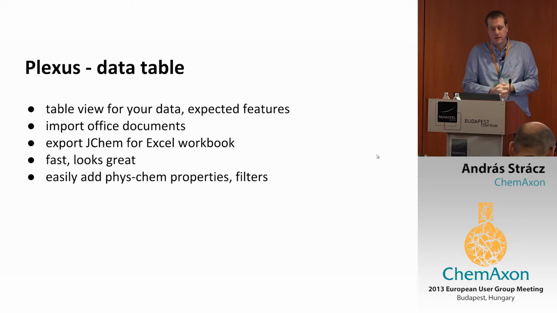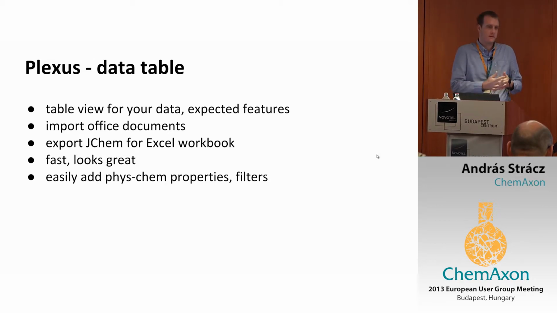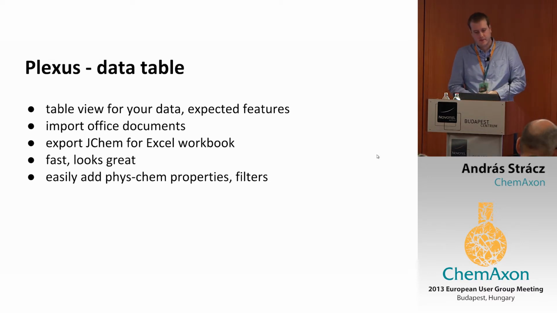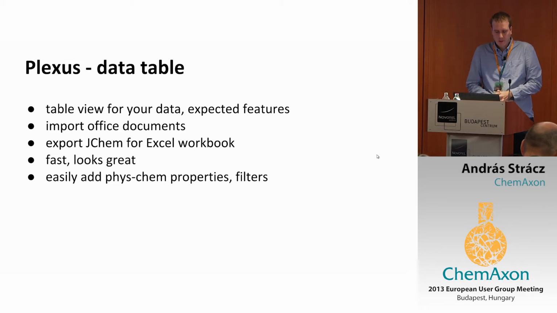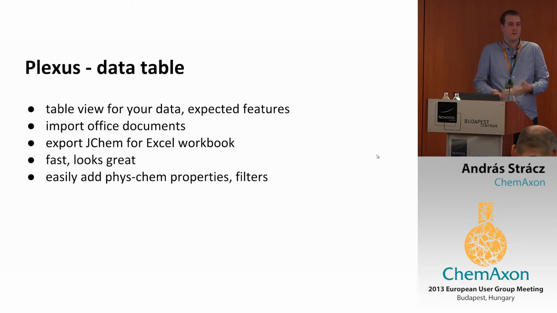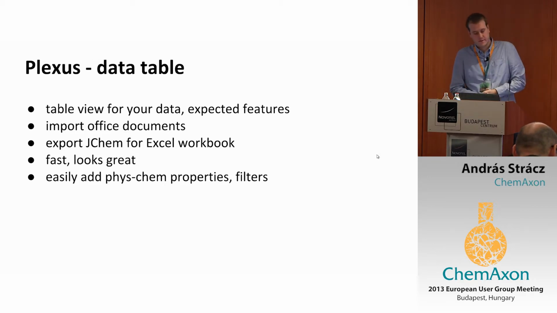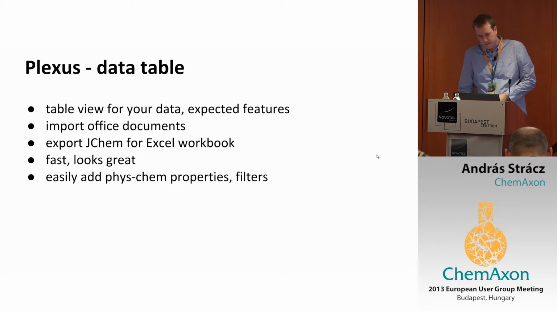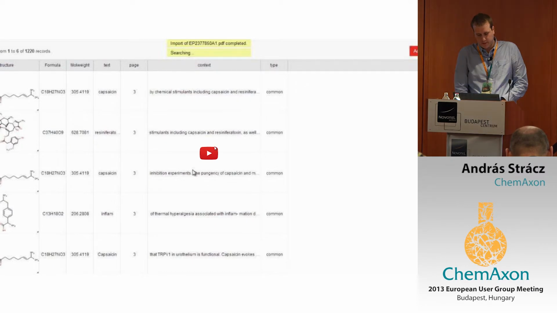One of the first things that you will use in an application is the data table. It's a table view for your data. All of the expected features should be there. And I want to point out a few key features. For example, importing Office documents using document structure, or exporting to JChem for Excel workbooks when you're finished. And I'll let you judge this, but I think it looks great. And before I forget, we also came up with a way to easily add physical chemical properties and Lipinski-like filters. So let's see the video.